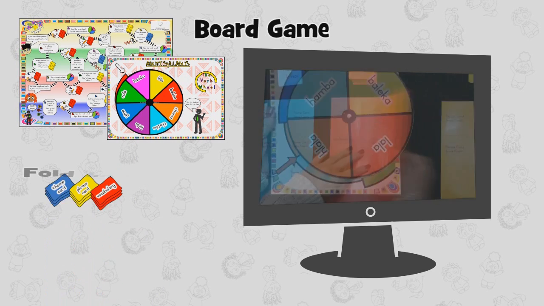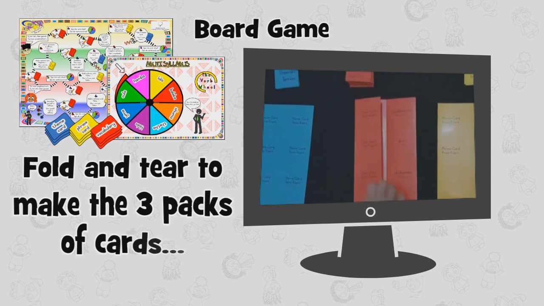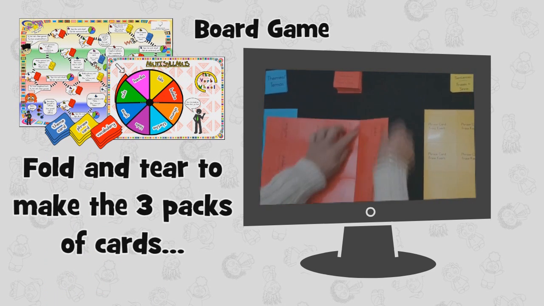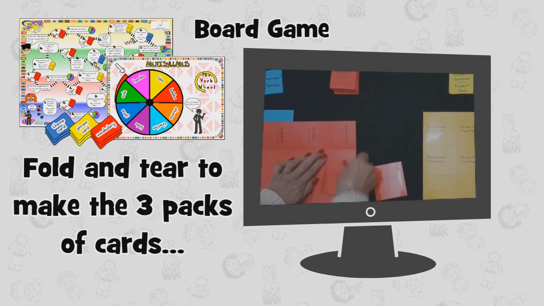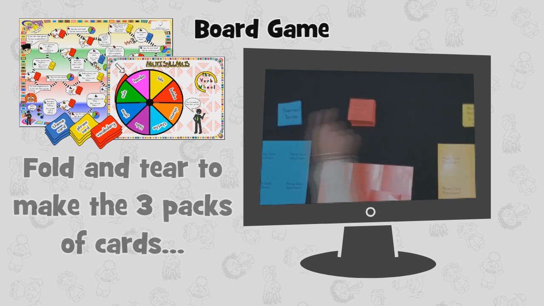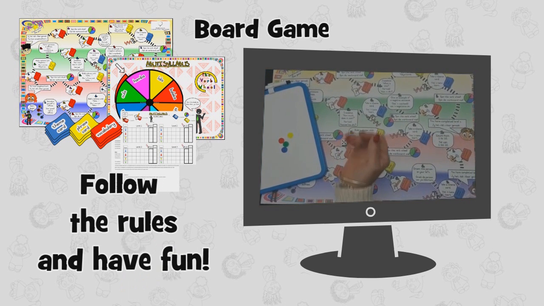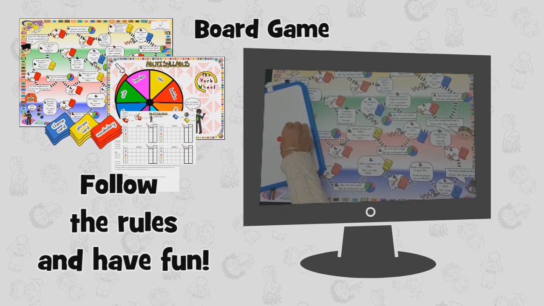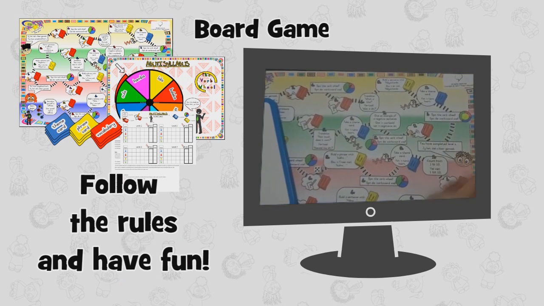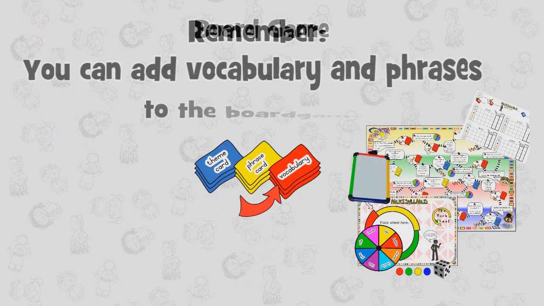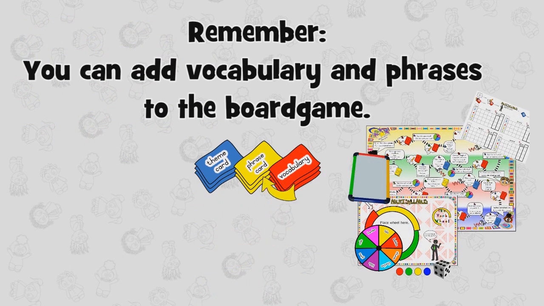Next, fold and tear the perforated sheets to make three packs of cards. Red for vocabulary, yellow for phrases, and blue for themes. Then, just follow the rules and have fun. Remember, you can keep adding vocabulary, phrases, and themes to the game as the students progress.